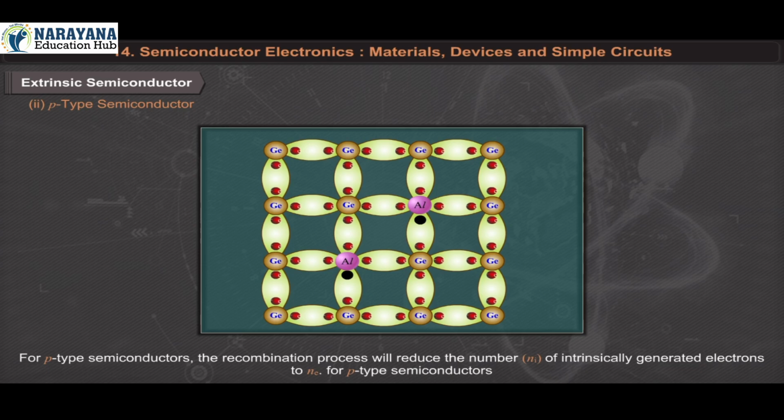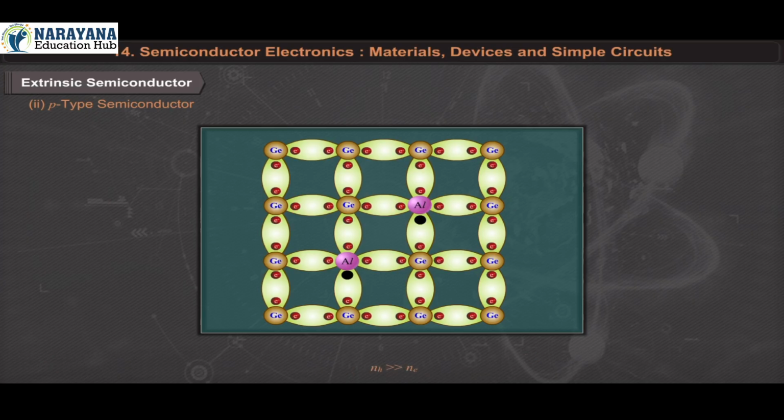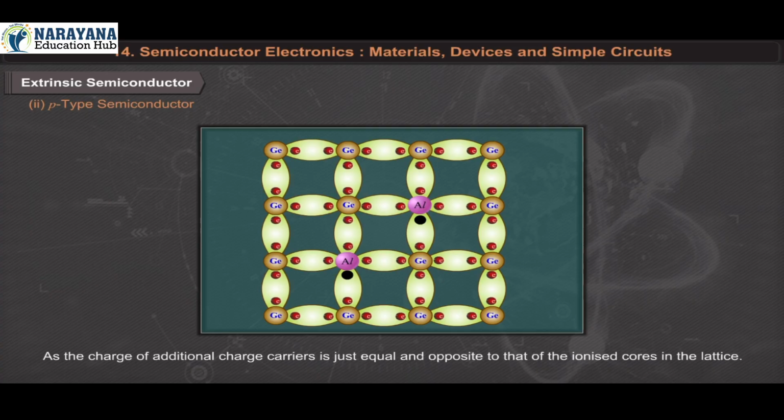For p-type semiconductors, the recombination process will reduce the number Ni of intrinsically generated electrons to Ne. For p-type semiconductors, Nh is much greater than Ne. Equation 4. The crystal maintains an overall charge neutrality, as the charge of additional charge carriers is just equal and opposite to that of the ionized cores in the lattice.